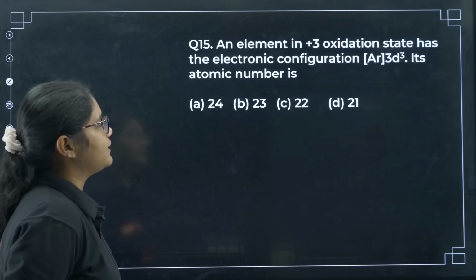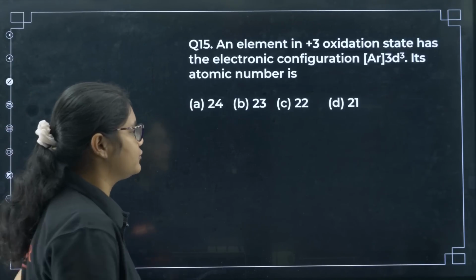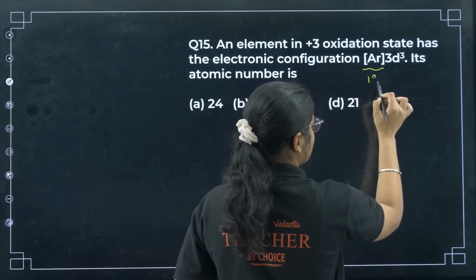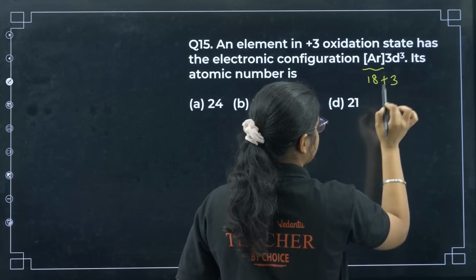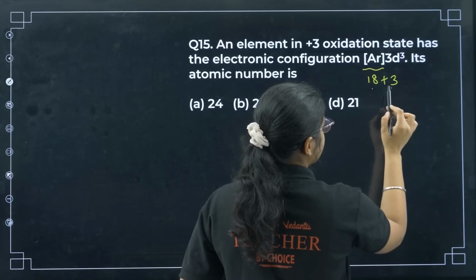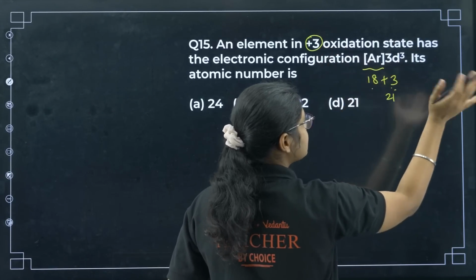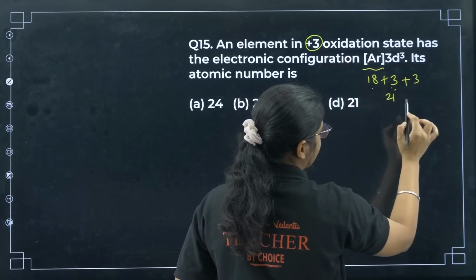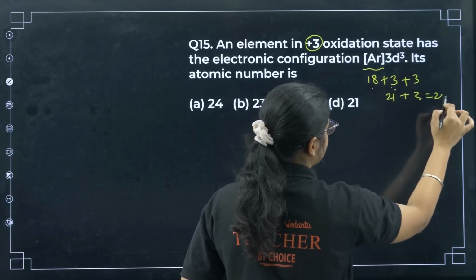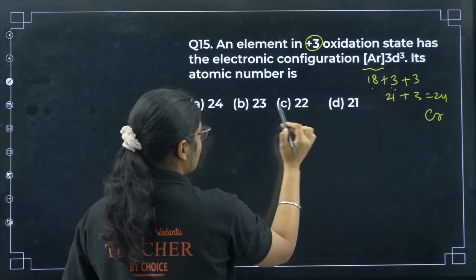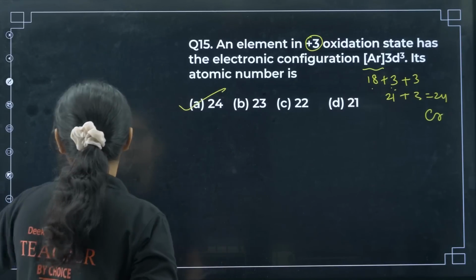So if you have an element in +3 oxidation state, so you know argon is having atomic number of 18. Here we have +3, right? So 18 plus 3, 19, 20, 21, and +3 oxidation means 3 electrons have been lost, means it was having already 3 electrons, so that will give me 24, and the element is chromium, so option number A here.